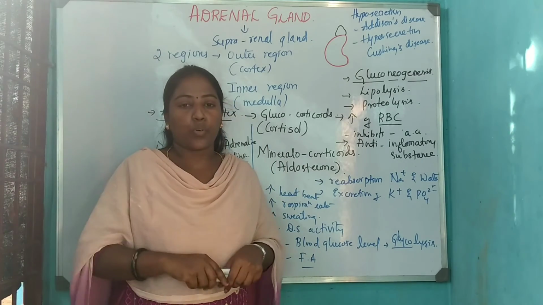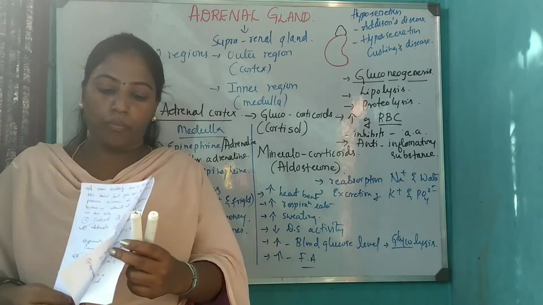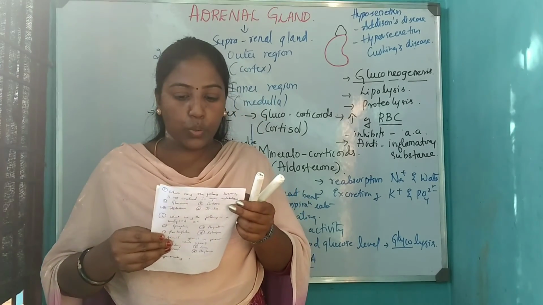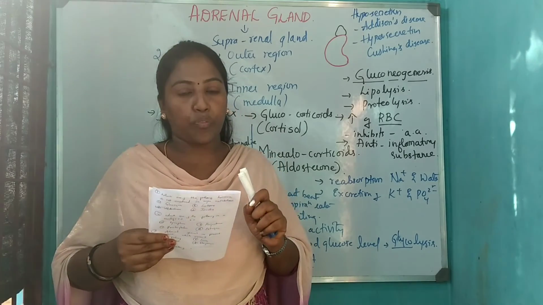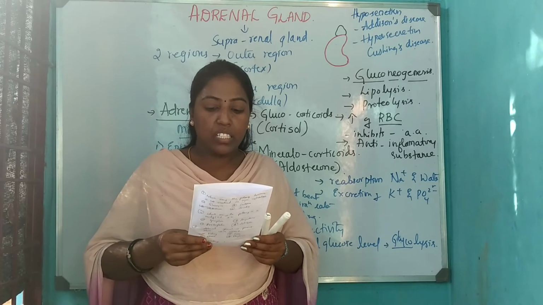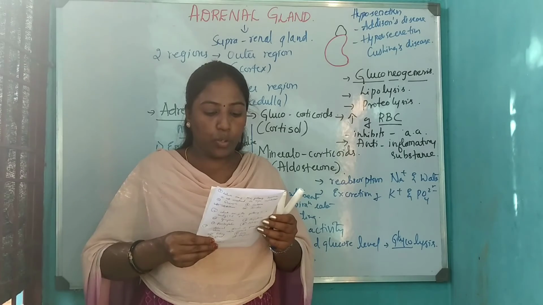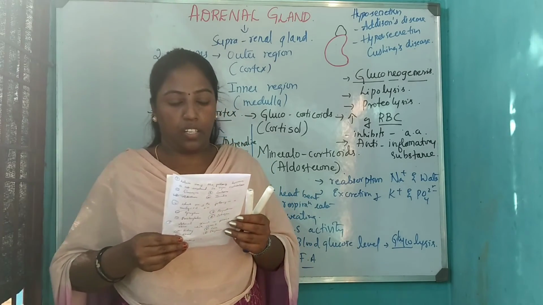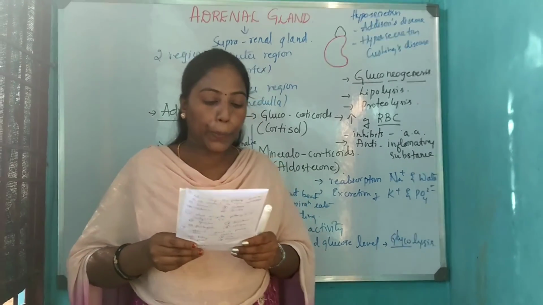Let us see some of the questions related to today's topic. Injury to the adrenal cortex is not likely to affect the secretion of which one of the following? Option A, adrenaline; B, cortisol; C, aldosterone; D, both androstenedione and dehydroepiandrosterone. The answer is adrenaline. A is the answer.